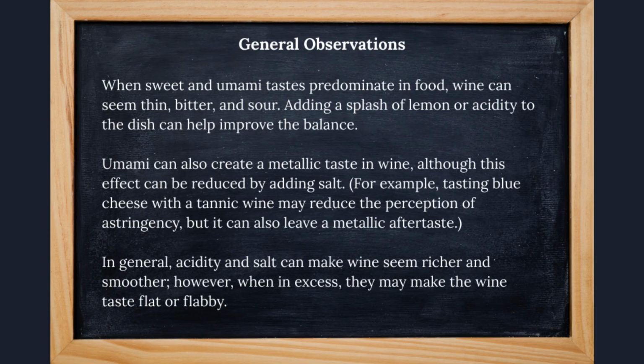General observations. When sweet and umami tastes predominate in food, wine can seem bitter, thin, and sour. Add a splash of lemon or acidity to the dish, and that can help improve the balance. Umami can also create a metallic taste in the wine. Although the effect can be reduced by adding salt, for example, tasting blue cheese with a tannic wine may reduce the perception of astringency, but it can also leave a metallic taste afterwards. In general, acidity and salt can make wines seem richer and smoother. However, when in excess, they make the wines taste flabby and flat.